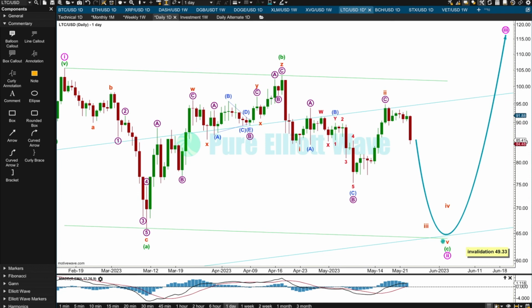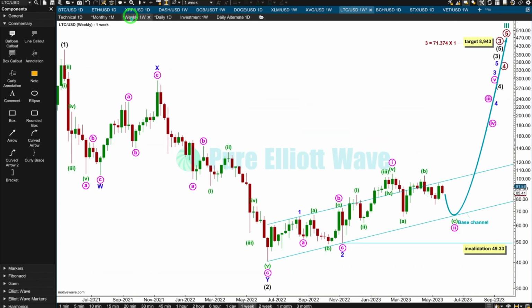So let's expect minute C of minute 2 to find support at this trend line and also this trend line. So no price point for you, just those trend lines. Minute wave 2 may not move beyond the start of 1 below 49.33. And when it's complete, going back to the weekly chart, this wave count will expect a third wave at 1, 2, 3, 4, 5 degrees.